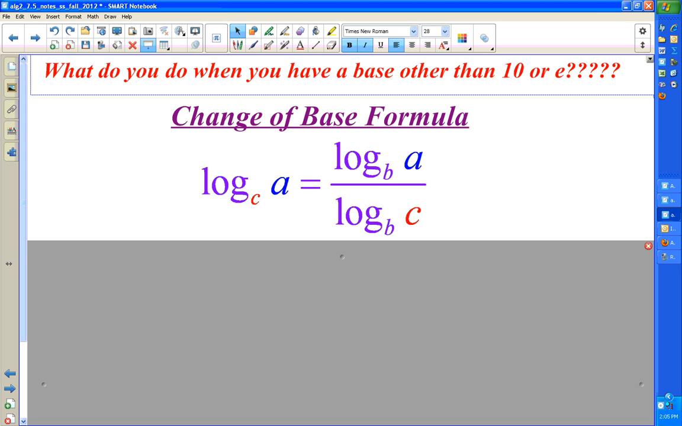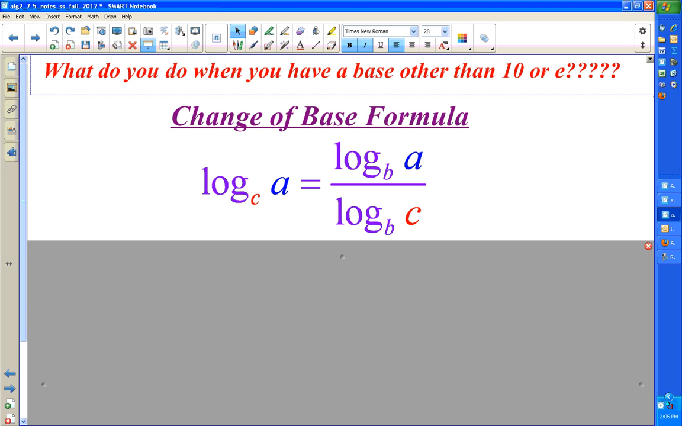E. Now, I've known 10 a lot longer than I've known E, so I usually go with 10. That's called common log. You would do log base 10. You can pick anything you want, but 99 or 999 times out of 1,000, you want to pick 10 or E.